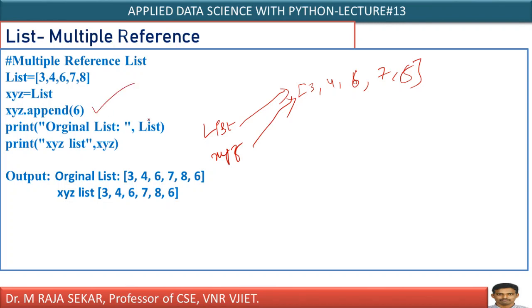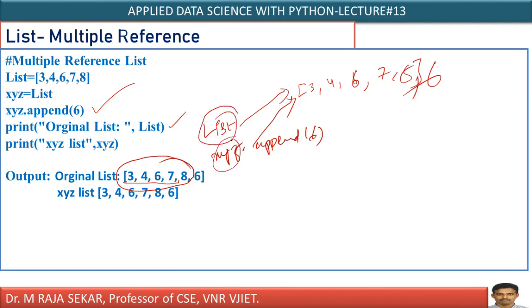XYZ dot append 6 means what happened? This 6 will be appended to the list, isn't it? Therefore, after XYZ dot append 6, what is my list? 3, 4, 6, 7, 8. As I append, both list as well as XYZ are referring to the same list. Therefore, this 6 will be appended even in list. If you display list, the same thing will be updated.